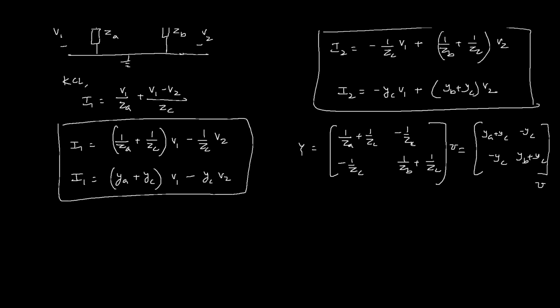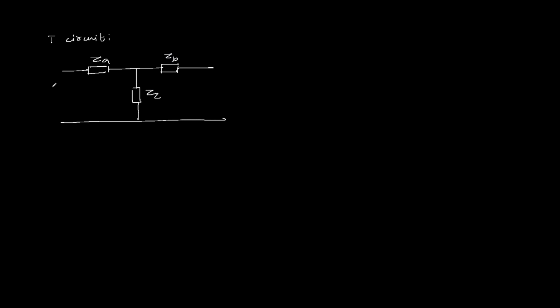Now let us find out the Y parameter for T network or T circuit. It's called T circuit because elements are connected in the shape of T. We have three impedances, ZA, ZB and ZC. This is port 1 and this one is port 2, and we have to find out the Y parameters. So in this circuit, basically the three elements are connected in star shape.